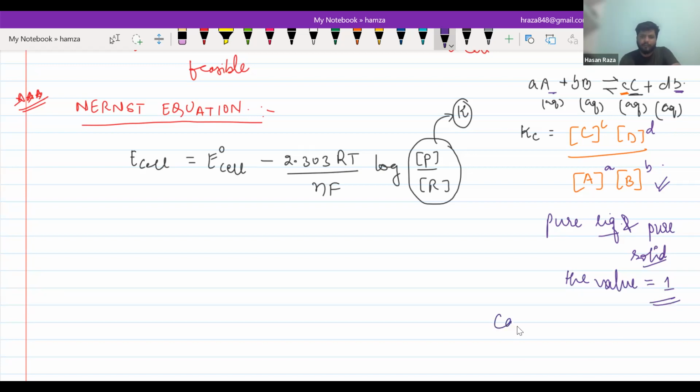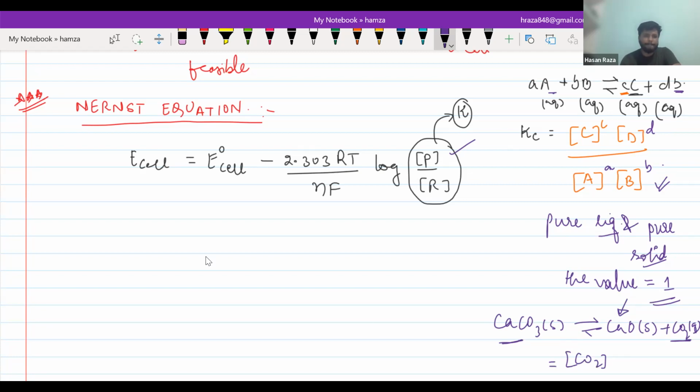Just suppose we have an equation CaCO3, solid, converting into CaO, solid, plus CO2, gas. If you are going to write the value of product upon reactant, you can see only the product CO2 is in gaseous state, so it will be like this. You don't need to write CaO because it is in solid state, and neither CaCO3 because it is also in solid state. So whether it is in solid or liquid state, we don't need to write it.